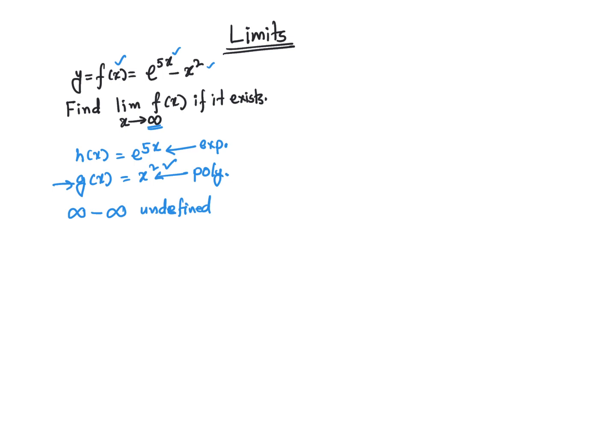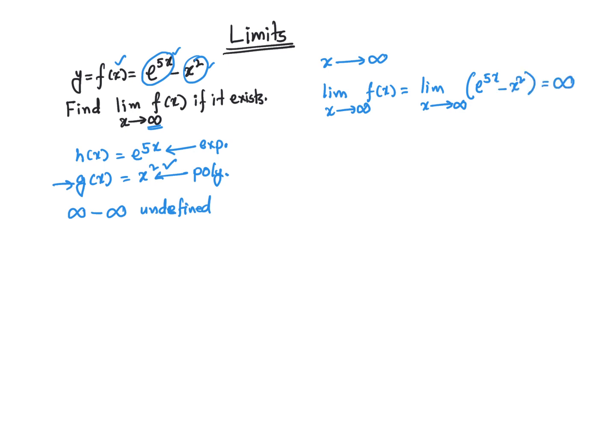So what happens is this. In the long run, that means as x goes towards infinity, this function is going to dominate over this function. Consequently, the result is this: the limit as x approaches infinity of f of x, which is the limit as x approaches infinity of e to the power 5x minus x squared, is going to go to infinity.